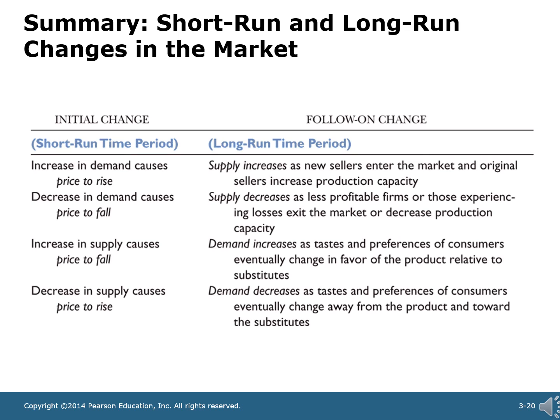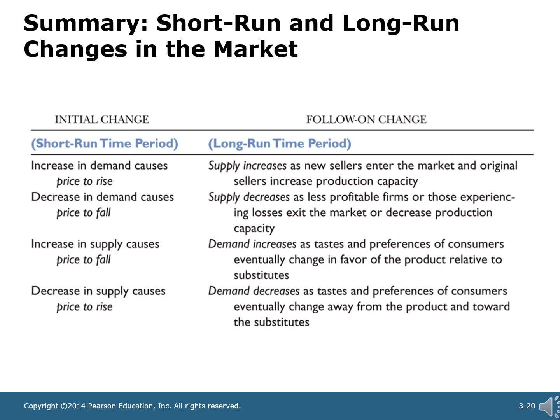But now to summarize these relationships, an increase in demand causes prices to rise in the short run. In the long run, supply is going to increase as new sellers enter the market, and original sellers increase their productive capacity. So we move back to the initial equilibrium price, but we end up at a new quantity being bought and sold.